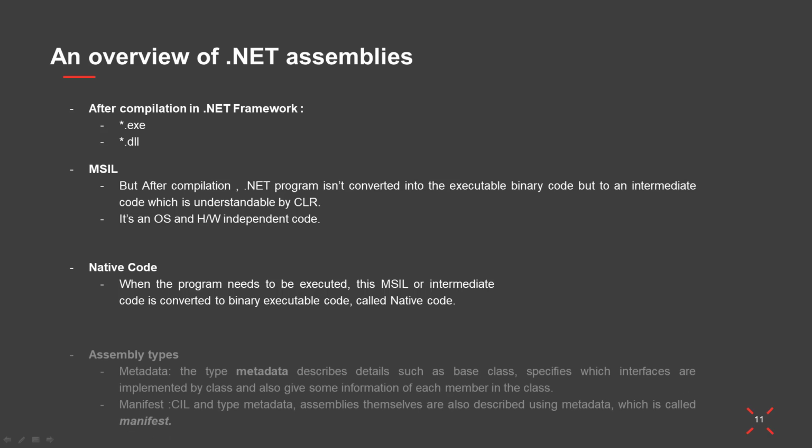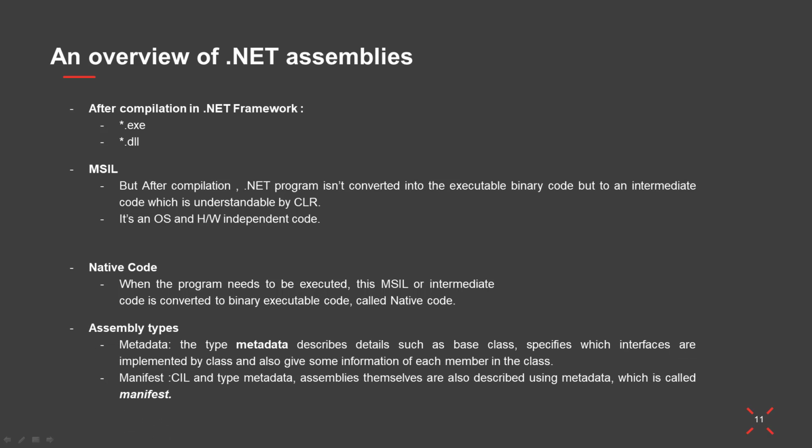All .NET assemblies contain the definition of types, versioning information, type metadata, and manifests, and in this video I am going to talk about it more. If you have a class named Customer, the type metadata describes details such as Customer's base class, which interfaces are implemented by the Customer class, and also gives some information on each member in the Customer class. .NET metadata is also present within an assembly, and it is .NET's duty to generate it automatically.